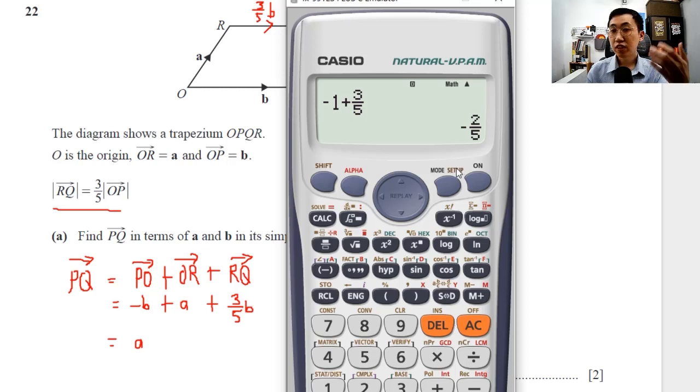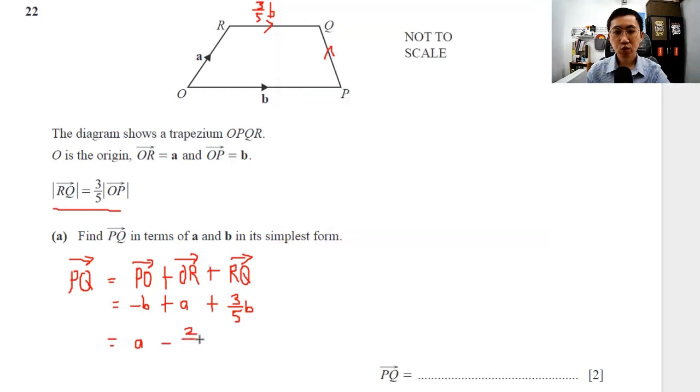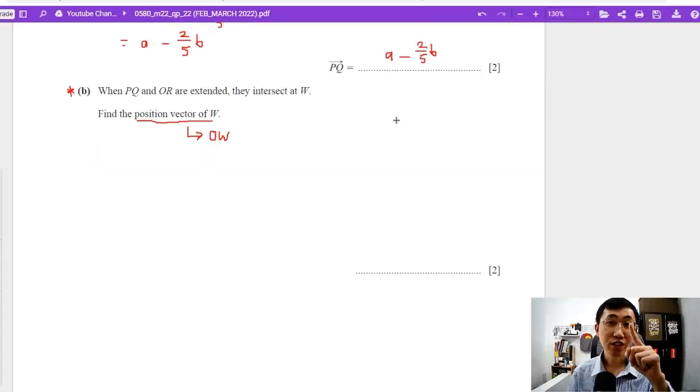So you can simplify to be negative 2 over 5. Okay, so you're just going to write minus 2 over 5 and write B. So that is actually the answer, A minus 2 over 5 B. So that's actually the first part. Okay, last question for this paper.